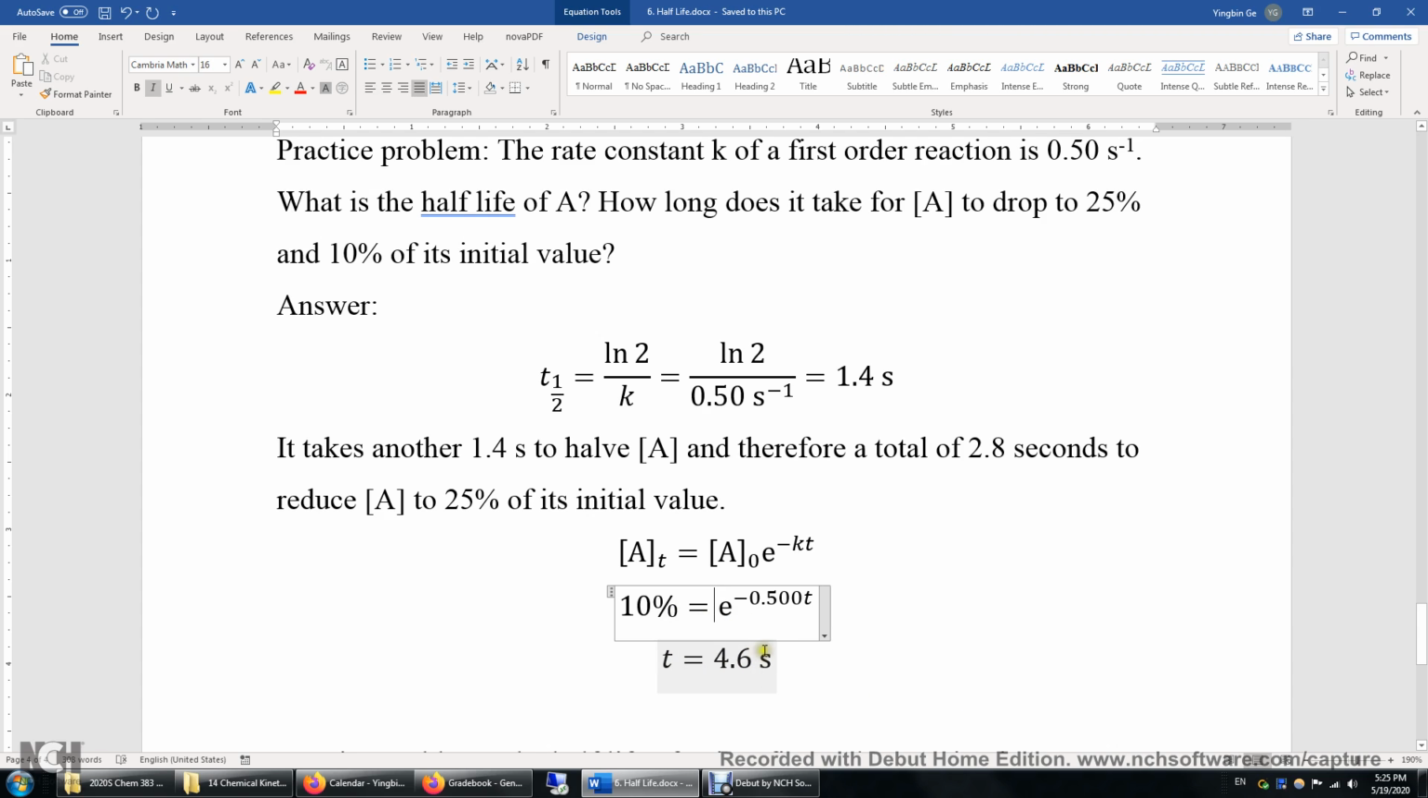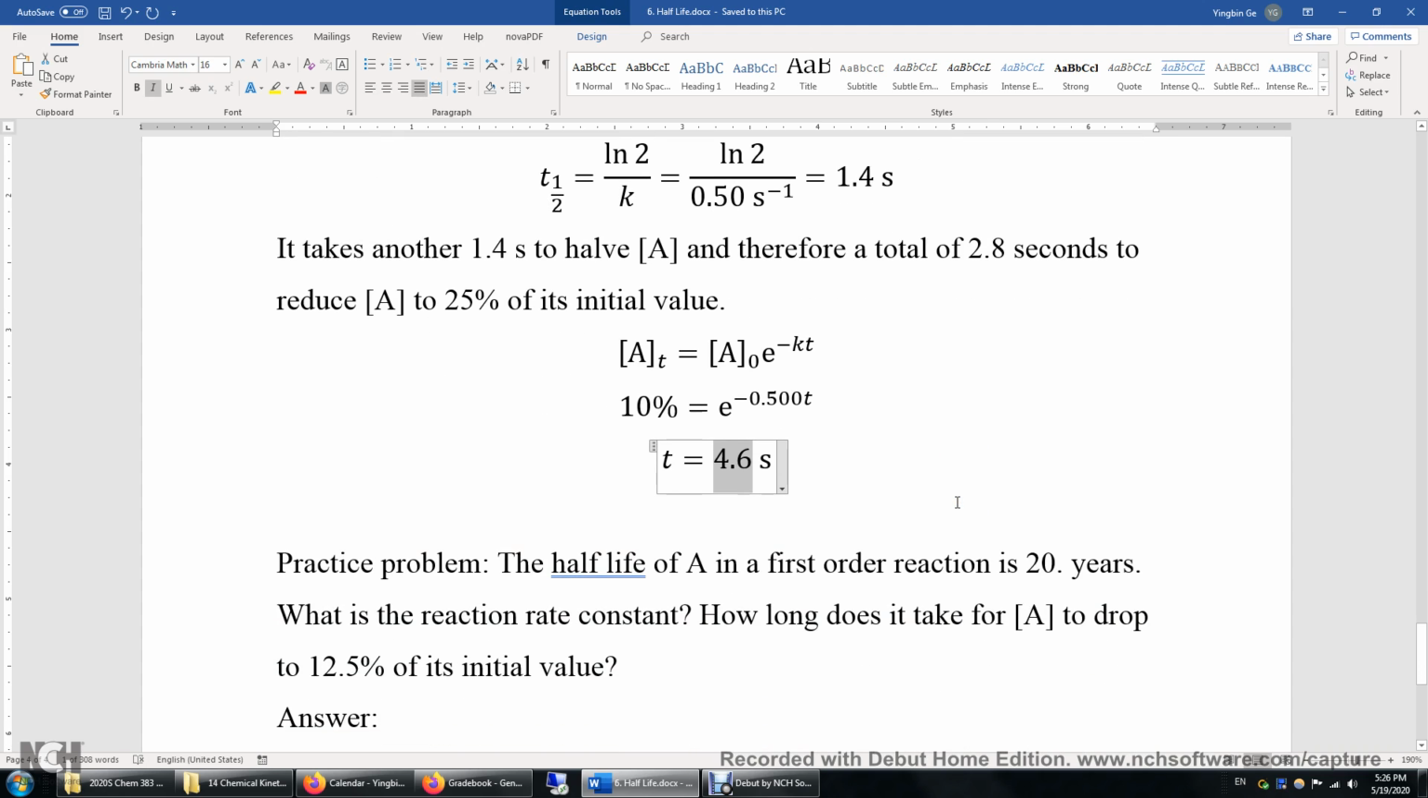This is a bit longer than 3 times the half-life. 3 times the half-life is 4.2 seconds, because it takes 4.2 seconds for the concentration of A to reach roughly 12.5% of the initial value. Now this is 10% of the initial value, so no wonder it takes a bit longer. It's 4.6 seconds versus 4.2 seconds. 4.2 seconds again is 3 times the half-life.